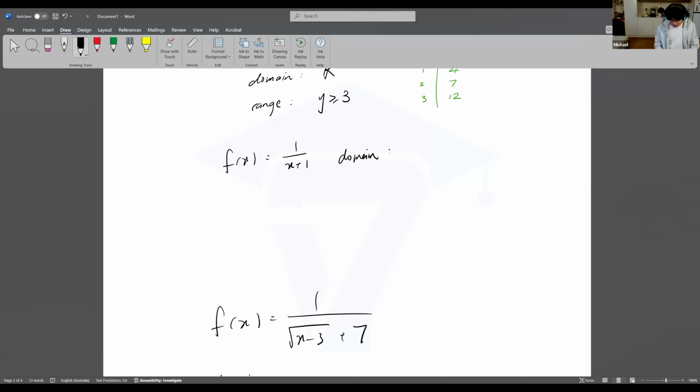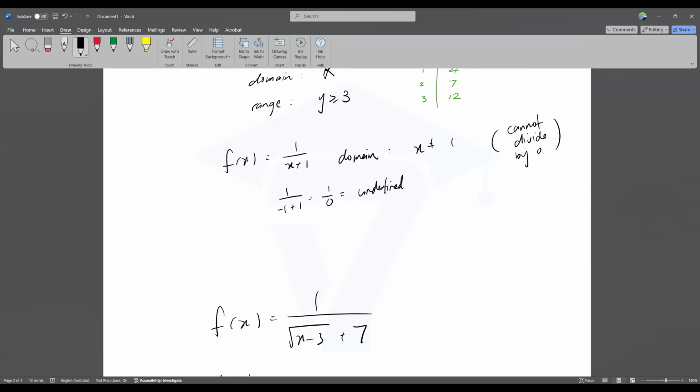So the intuition here is it cannot be -1, because when we substitute -1 in, this is 1 over 0. This is undefined. Okay? The domain is x cannot be -1. And why is this true? It's because we cannot divide by 0. Does this make sense?